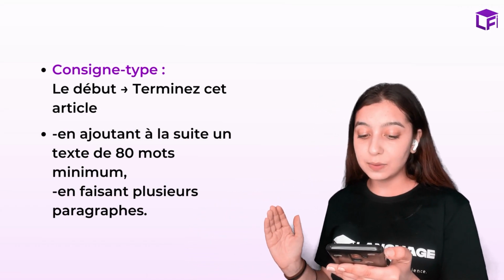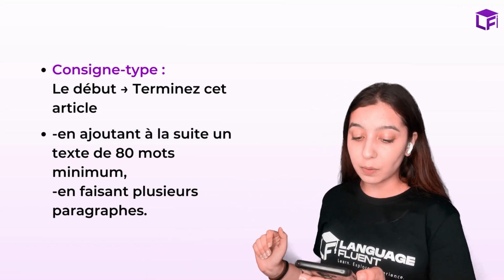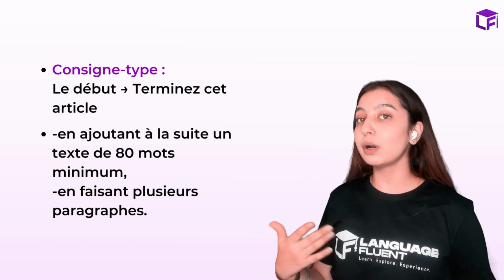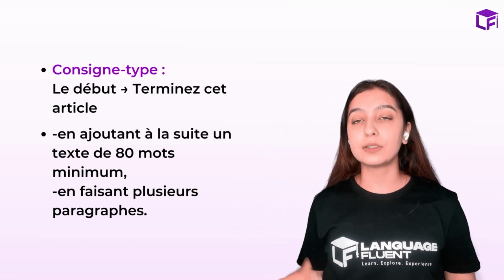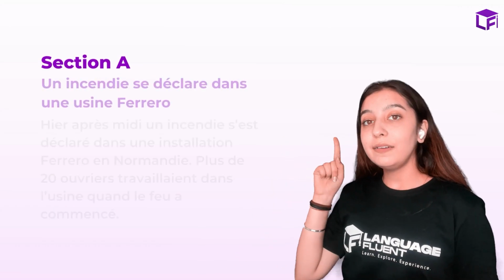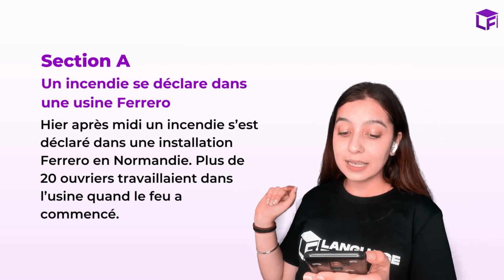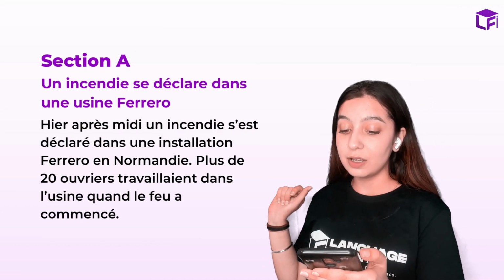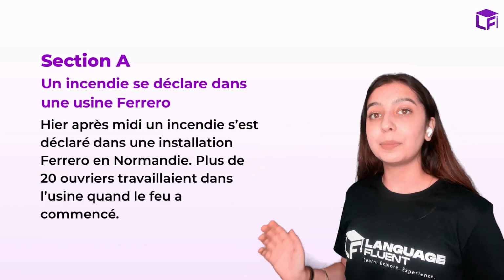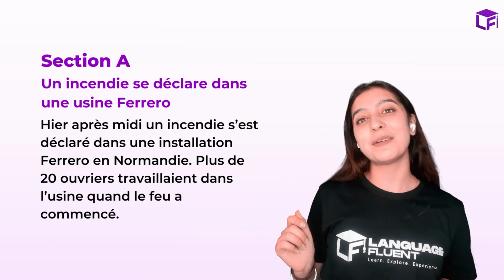En ajoutant à la suite du texte de 80 mots minimum, 80 minimum words are required. En faisant plusieurs paragraphes, and you have to divide those 80 to 120 words in different paragraphs so that it is easier to read and it looks like an actual article. Now, here we have the example number 1. Un incendie se déclare dans une ferrejo. Okay, now here you have the sample reading answer. You can go and check it out, and once you're done reading, I'll be back here.